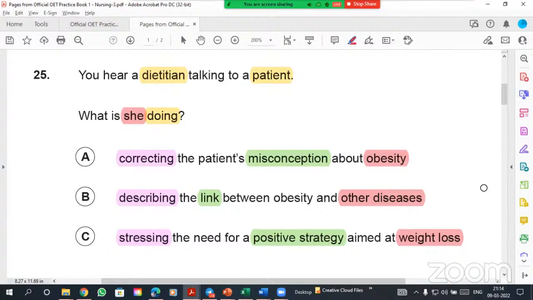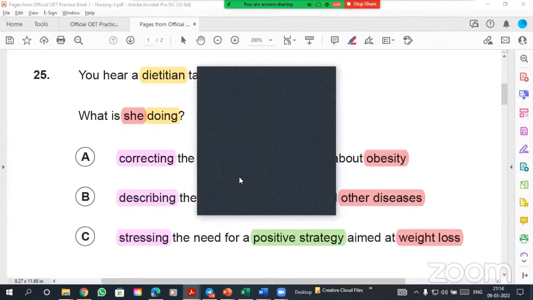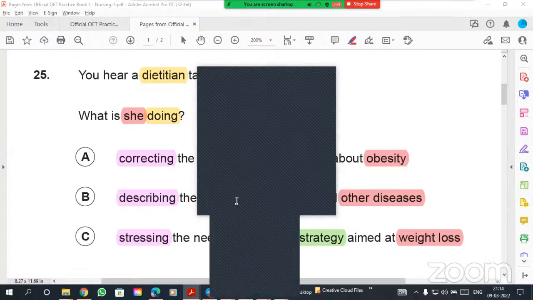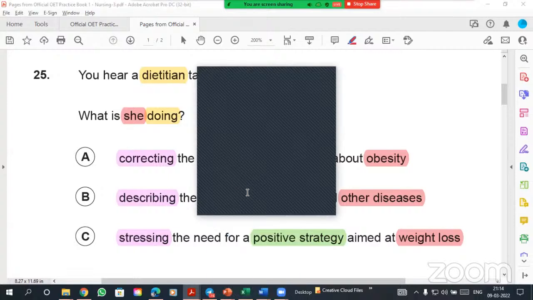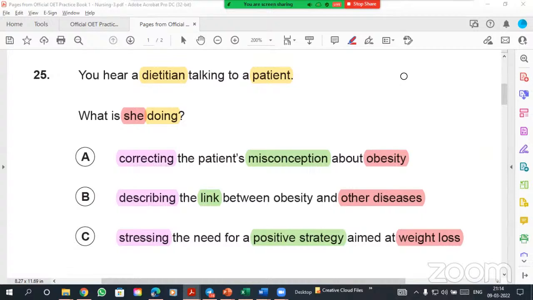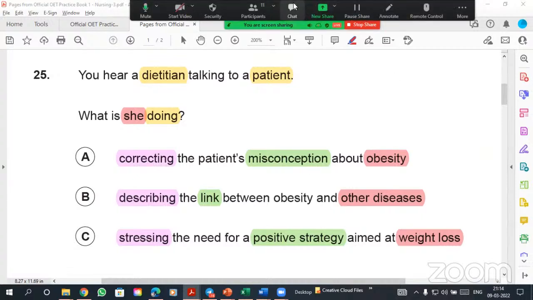Yeah. Now, yes, chat box. So question number 25. Okay, question number 25. Yes. Now in the chat box, when I tell you to submit, then only you have to submit. I'll count down from 7. Write your answer and keep it, A or B or C. Okay.